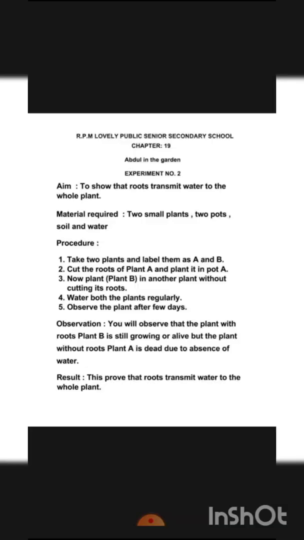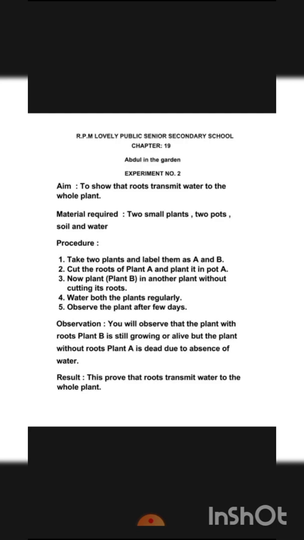Read out the aim, material required, procedure, observation and result. So let's start. Aim: to show that roots transmit water to the whole plant. Material required: 2 small plants, 2 pots, soil and water. Now let's begin the experiment.